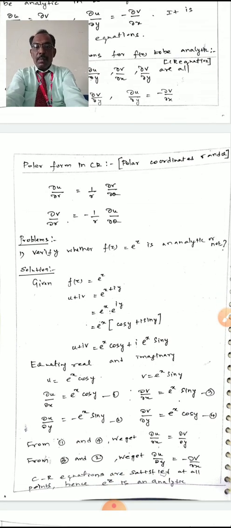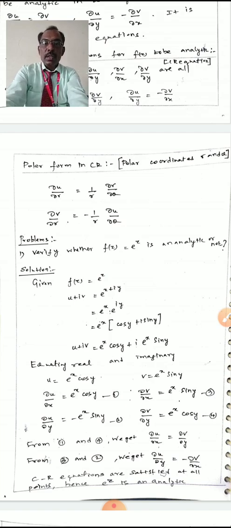Polar form of the Cauchy-Riemann equations: dou u by dou r equal to 1 by r dou v by dou theta. This is the first condition. What about the second condition? Dou v by dou r equal to minus 1 by r dou u by dou theta. So in this area we have to check whether the given problem is analytic or not.